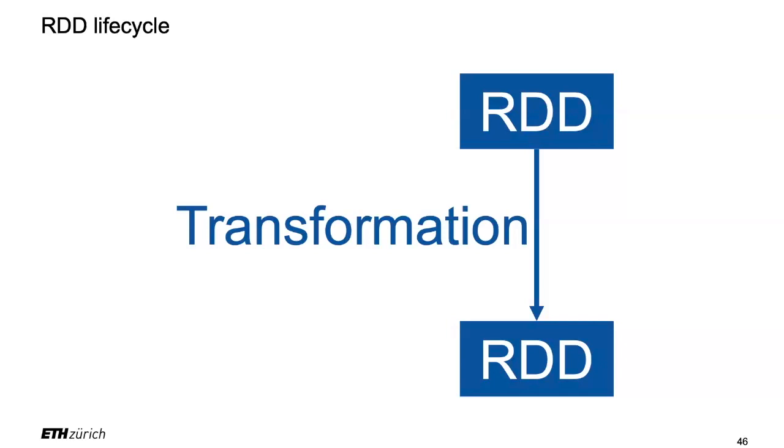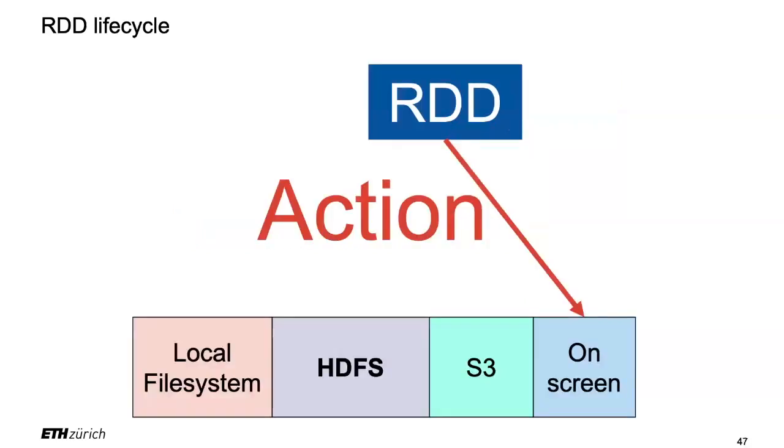In fact, there's a whole restaurant menu of transformations that are at your disposal. So it's more generic than MapReduce. So we can transform an RDD into another RDD in this way. And then at the end of the life cycle of an RDD, we have an action. An action takes an RDD and does something with it.